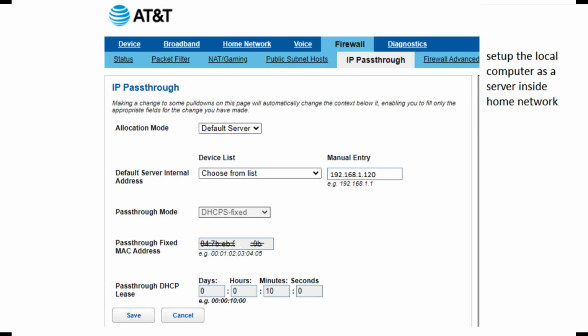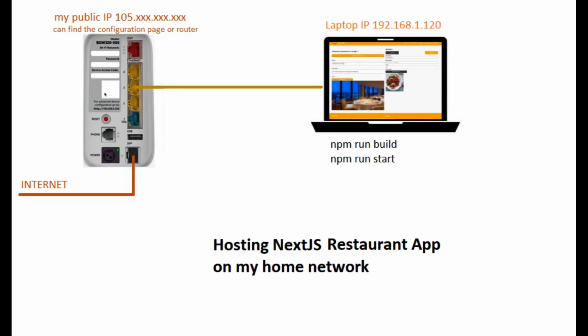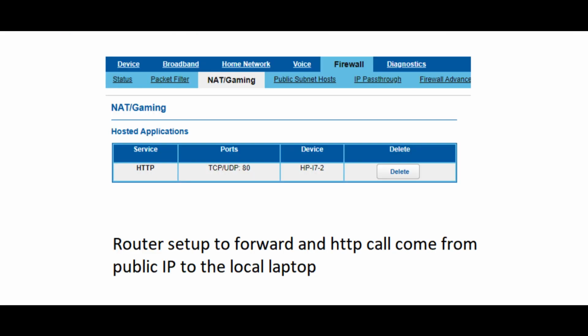Fortunately, most routers have a configuration page where you can set this up. I set my local IP, 192.168.1.120, to handle any incoming HTTP traffic. This setup ensures that any external HTTP requests are directed to my home server.